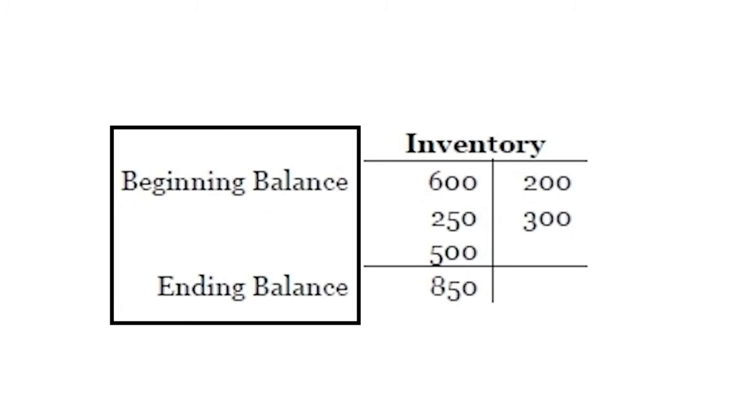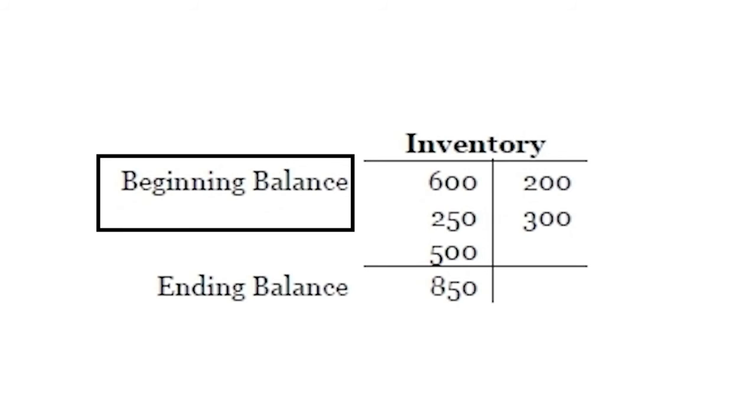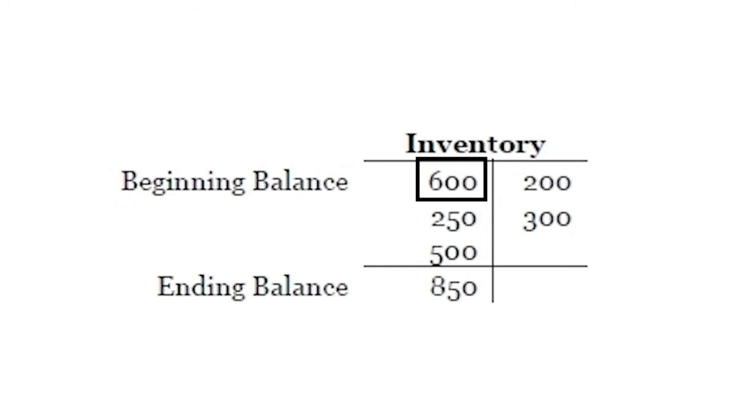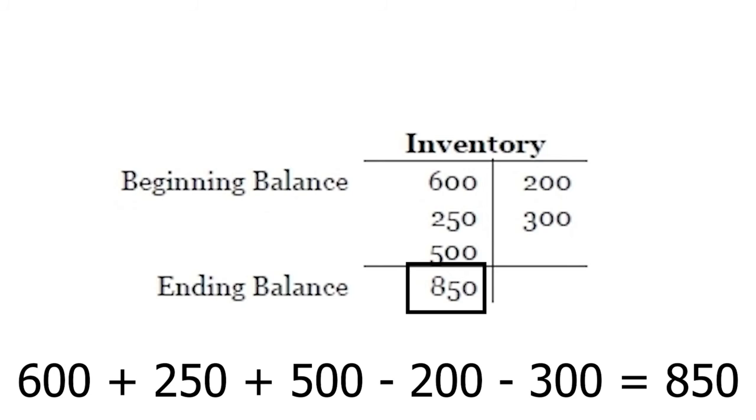Often, a T account will include the account's beginning and ending balance. This T account shows us that at the beginning of the period, inventory had a debit balance of $600. It was then debited for a total of $750 and credited for a total of $500. As a result, it had a debit balance of $850 at the end of the period.